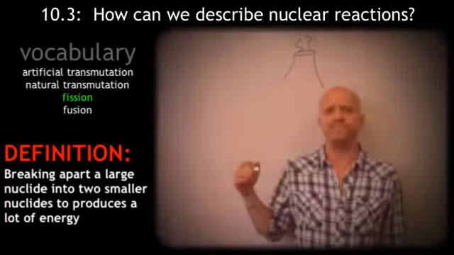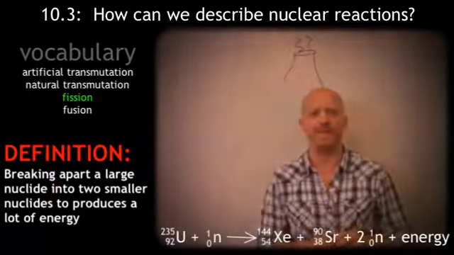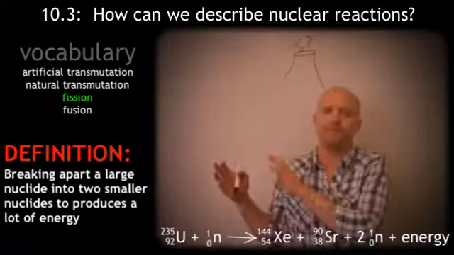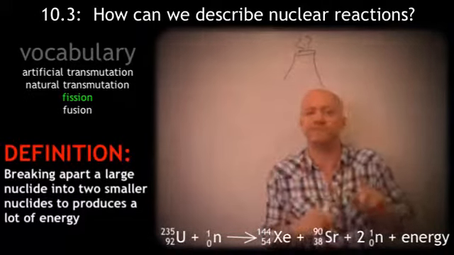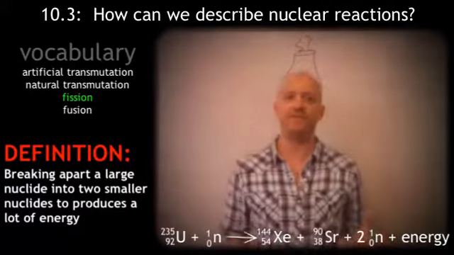And nuclear fission involves breaking something. The word fission means to break. So what they're doing is taking a larger object, something like uranium, and it's breaking apart into two smaller nuclides. In addition, energy is given off.